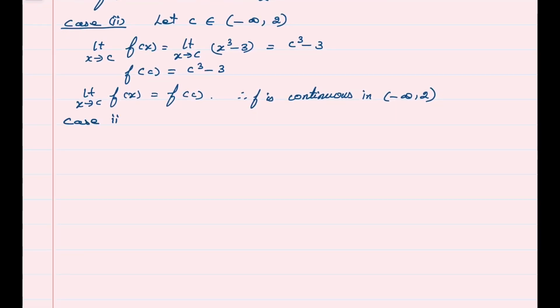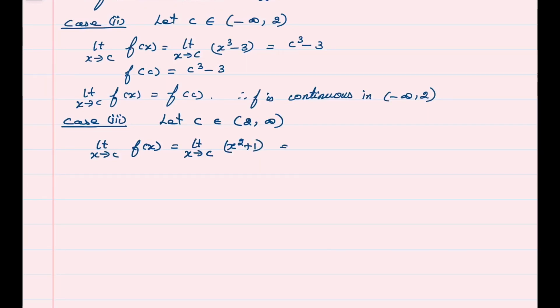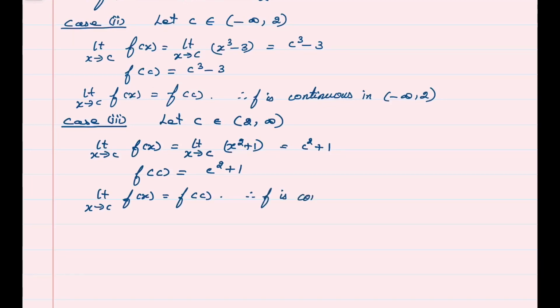Case 3. Now we will check for the interval 2 to infinity. So we will take c belonging to the open interval 2 to infinity. Limit extending to c of f of x. For greater than 2, the definition is x square plus 1, which is a polynomial. Directly we will substitute the limit value. We get c square plus 1. And f of c, again c is greater than 2. Using the same definition, we get c square plus 1. Limit extending to c of f of x and f of c are equal. Therefore, f is continuous in the open interval 2 to infinity. Therefore, there is no point of discontinuity for f.